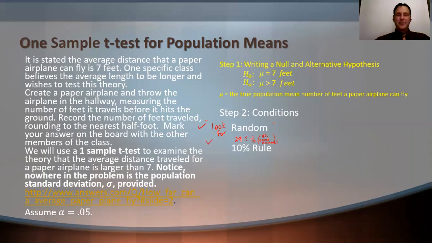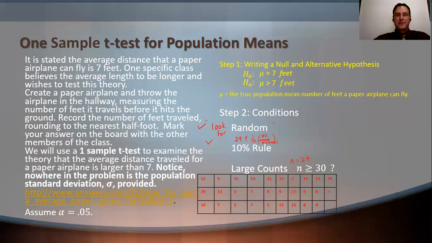The last one is the large counts, for normality. And again, I told you there was 29. So typically I ask, is your n bigger than or equal to 30 so that you can use the central limit theorem? And unfortunately, our n is 1 short. So what we have to do is take the data of the students from the class and their paper airplane distances, as they were tossed, and we're going to look at it and evaluate it.